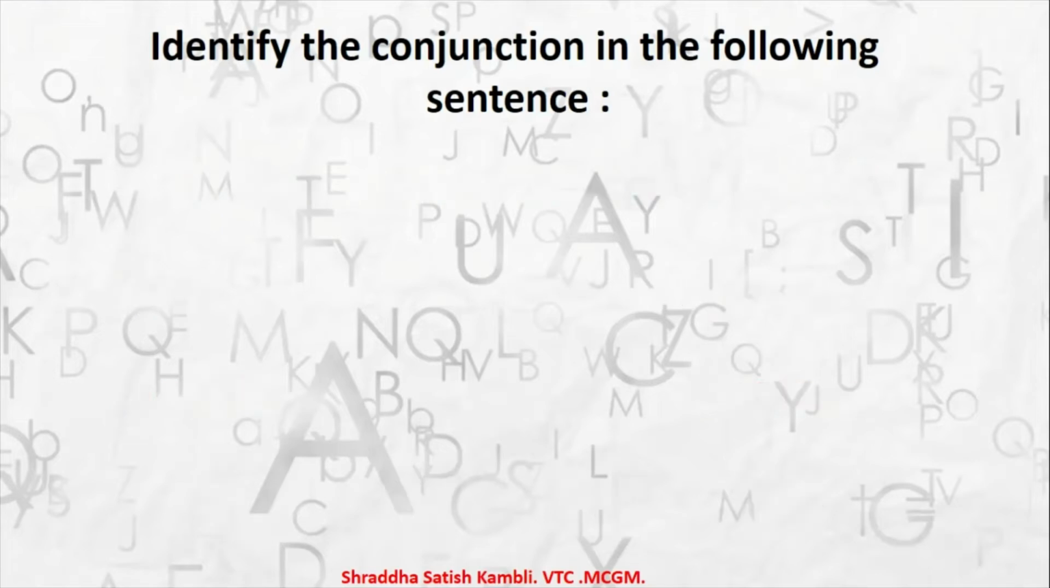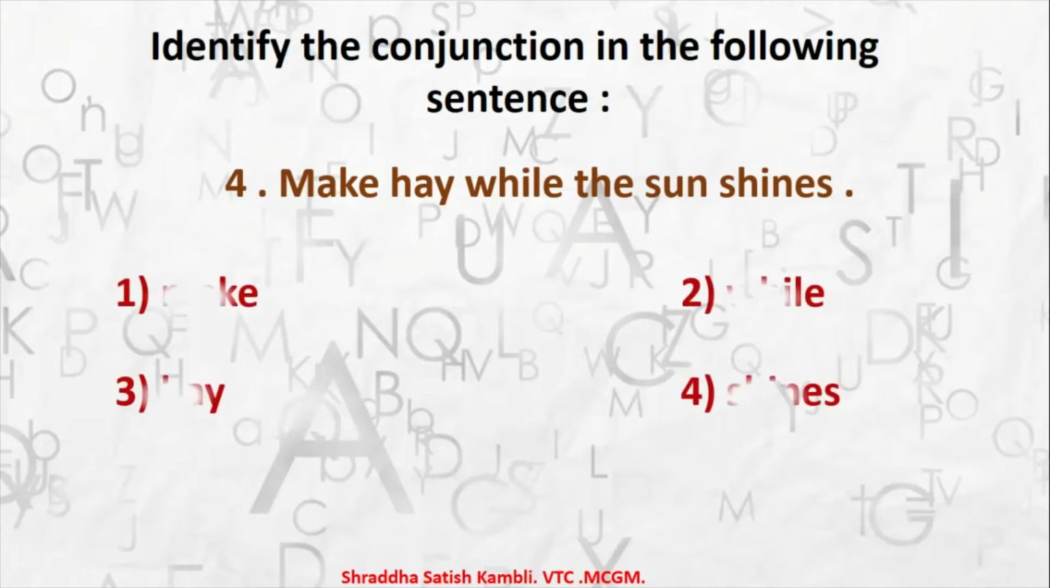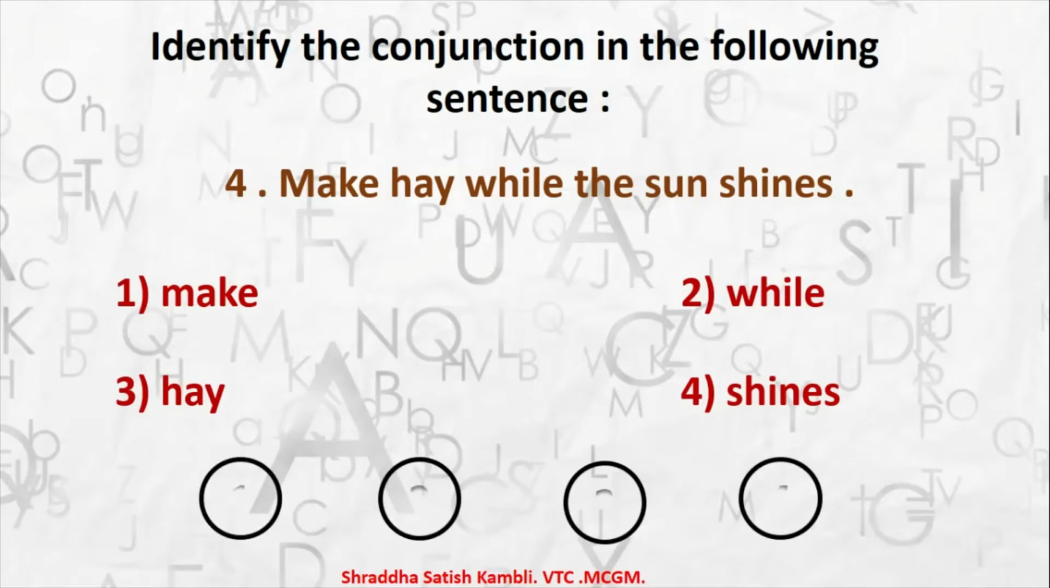Let's move on and look at the fourth example in this video, the second last example as far as this pattern is concerned. Make hay while the sun shines. You have these options for you: make, while, hay, shines. Which one is the conjunction? Is it 1, 2, 3 or 4? It is the second one, while. Make hay while the sun shines. So while is joining the two phrases together.